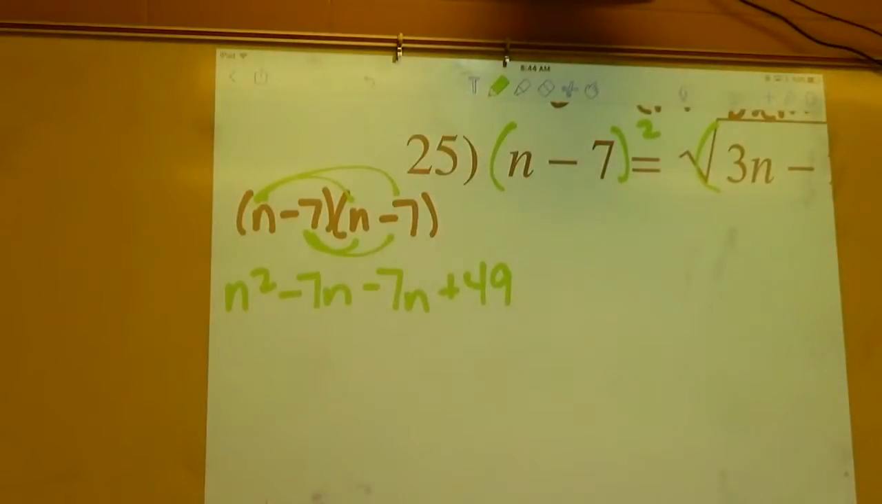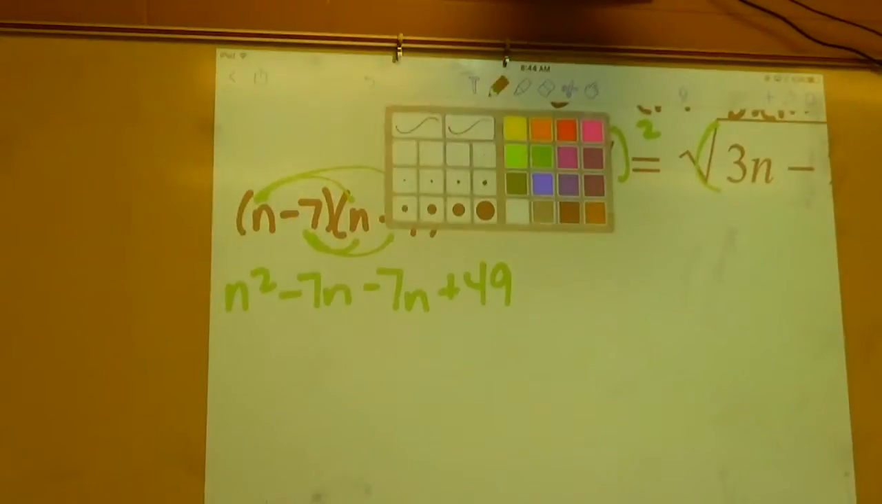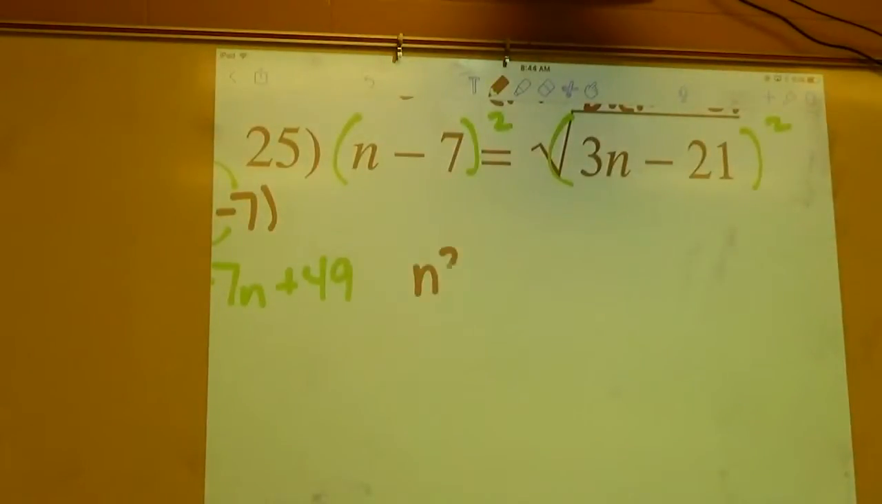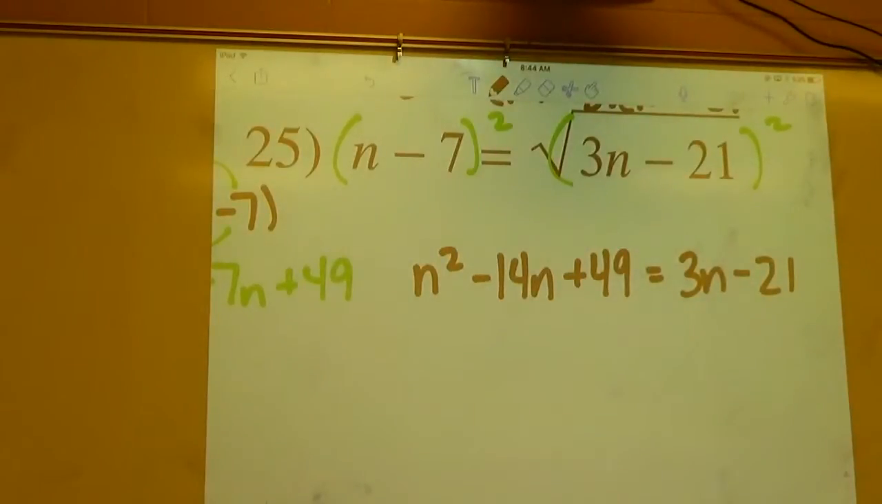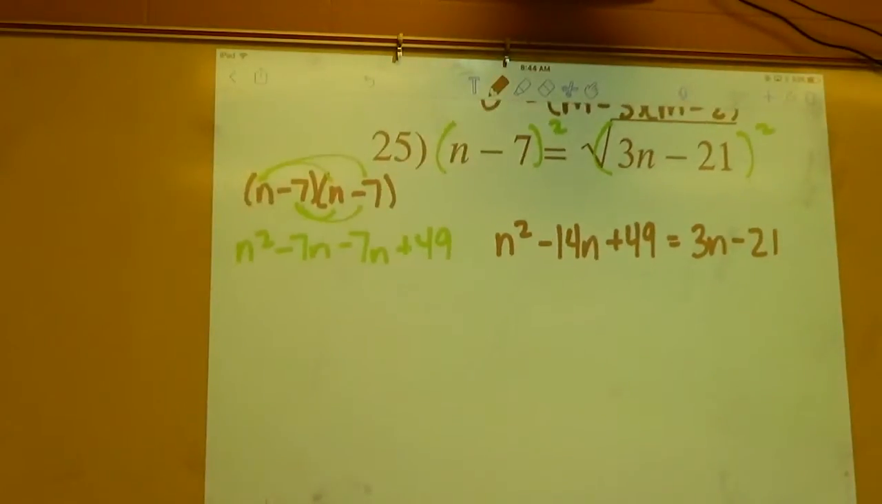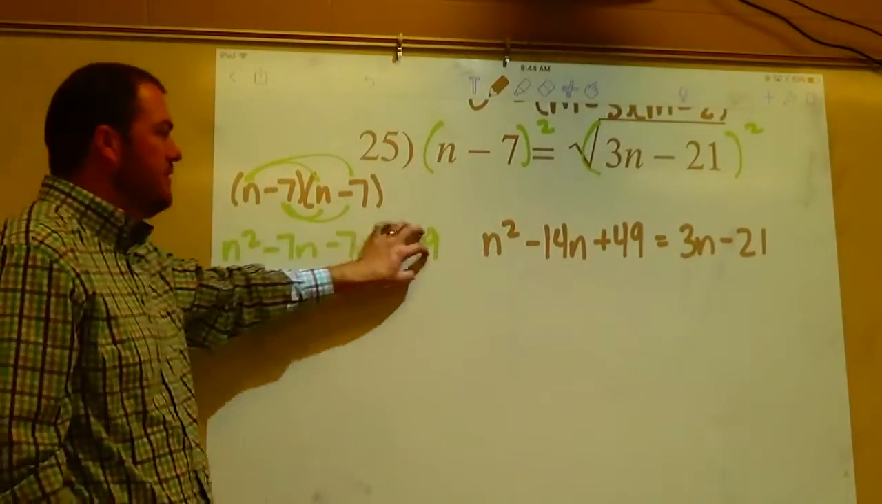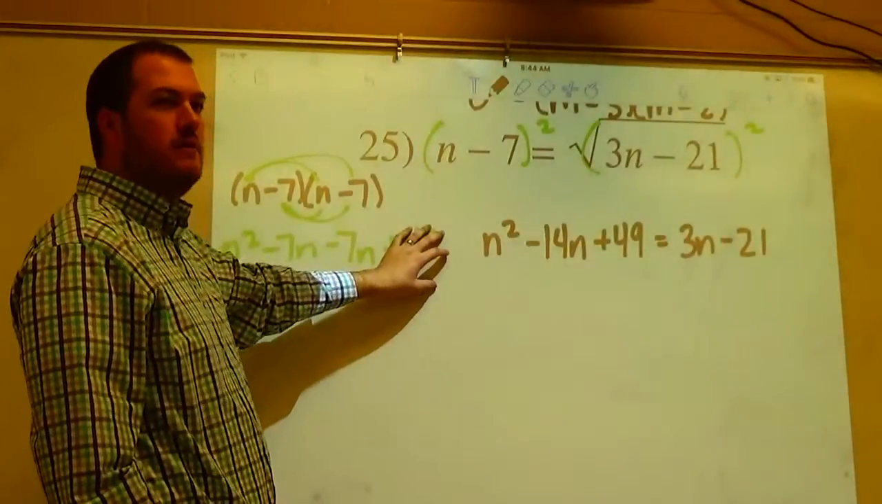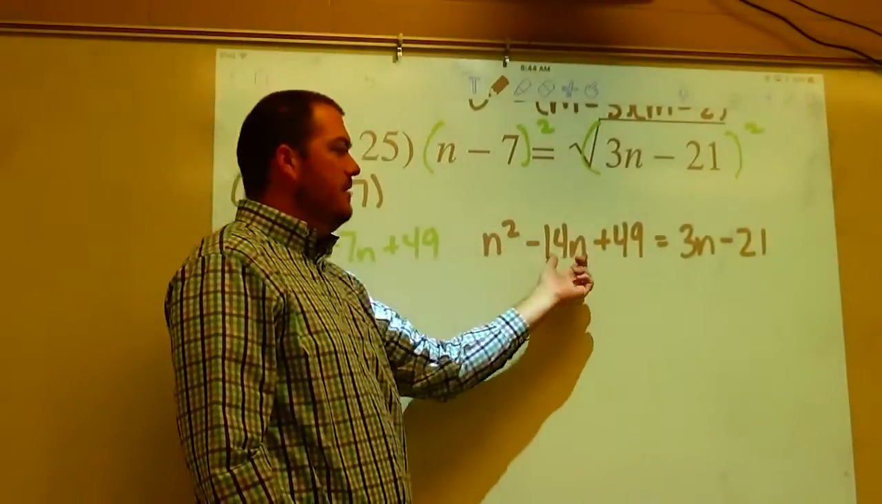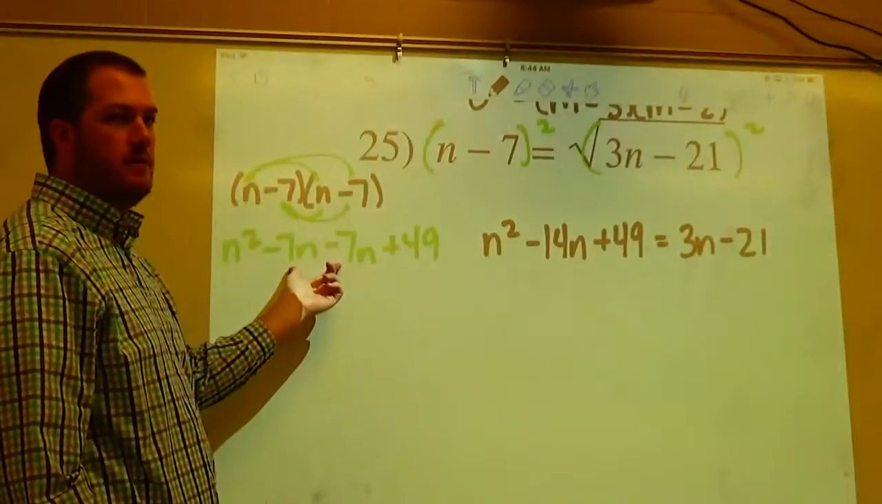So I'm going to have n squared minus 14n plus 49 equals 3n minus 21. I just moved this stuff over here. I mean, if you really wanted to, you could set this equal to 3n minus 21. That's fine. Well, I rewrote it because I combined the middle terms. Oh, okay. That's the only reason.